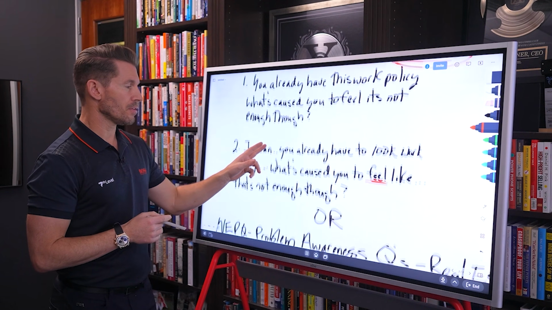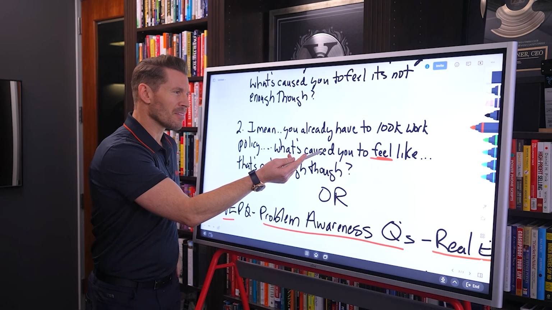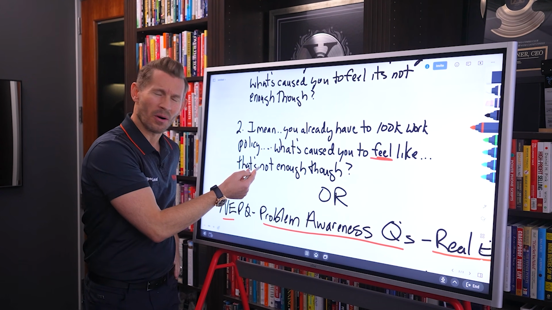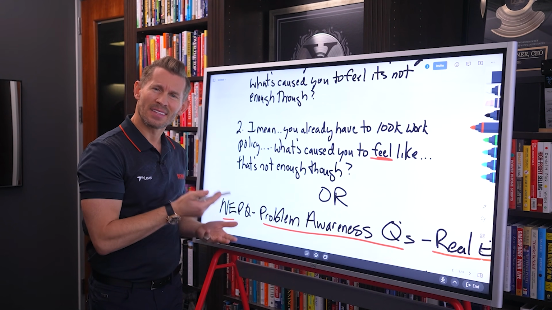Now, let me show you how to slow it down. I mean, you already have this 100K work policy. I mean, what's caused you to feel like that's not enough, though?